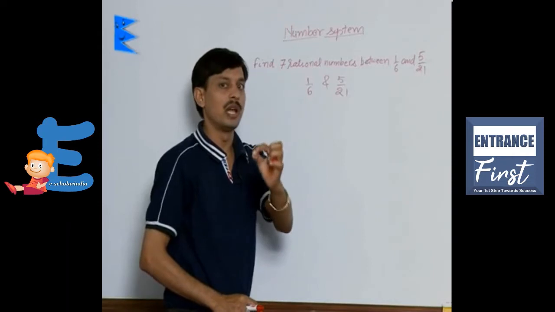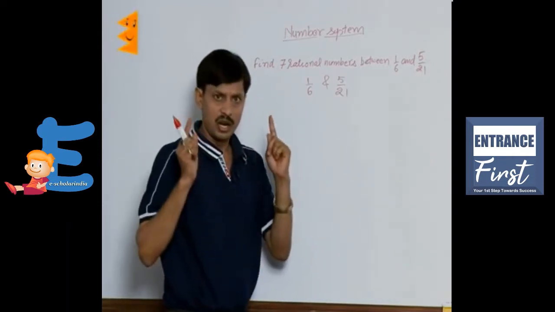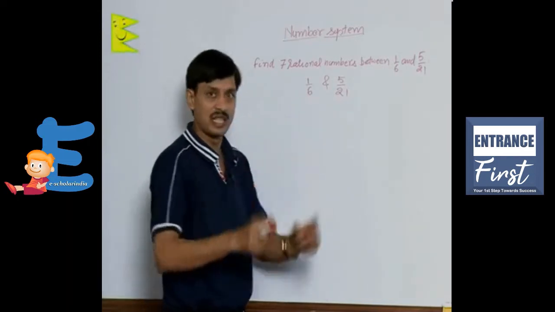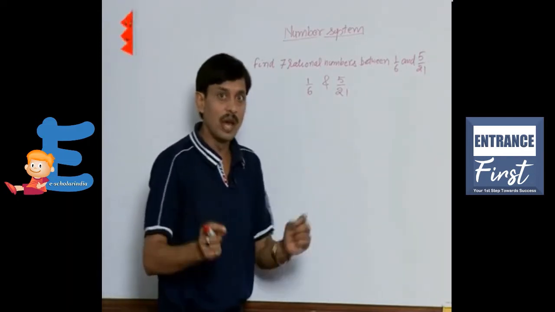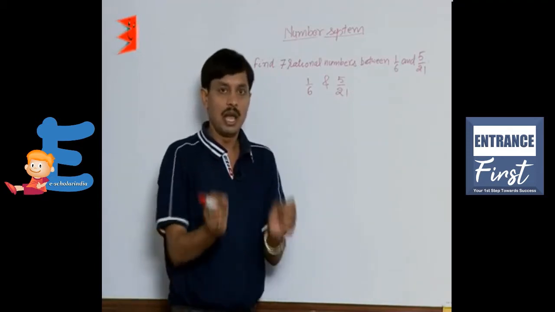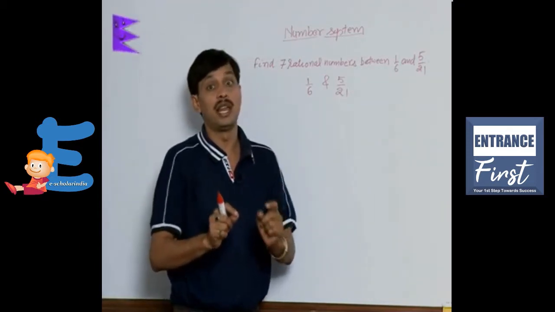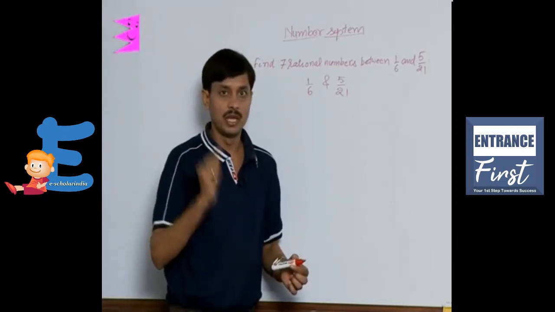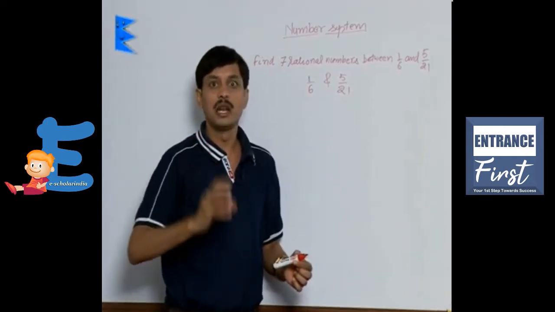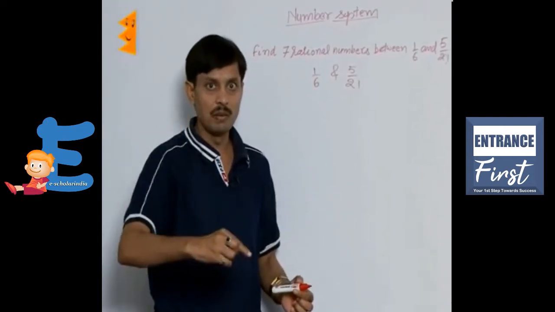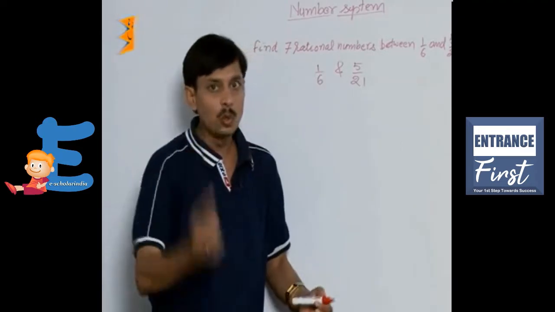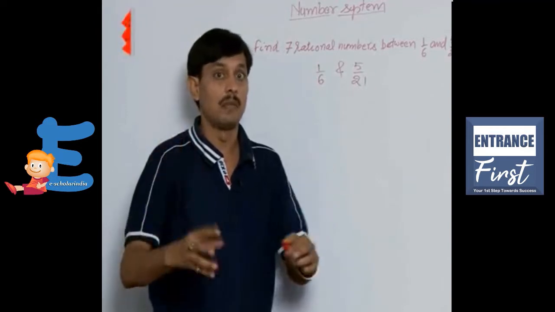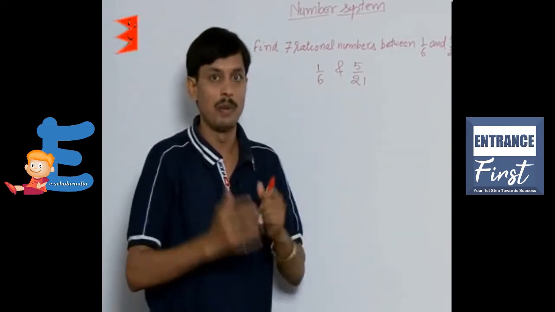Before that, I would like to tell you, between two rational numbers, there lie infinitely many rational numbers. If you have any two rational numbers, as close as you can write, we have a property that the order of rational numbers is dense, meaning between any two rational numbers infinitely many rational numbers can be inserted. You have to remember this property, number 1.